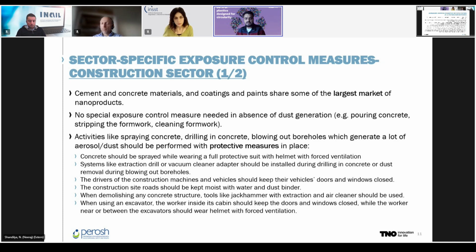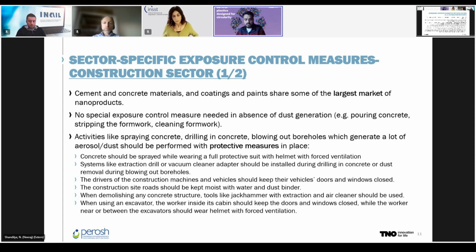However, performing activities like spraying concrete or drilling in concrete or blowing out boreholes, etc., can generate a lot of aerosol or dust. Thus, these activities should not be performed without protective measures. For instance, spraying concrete should be done while wearing a full protective suit with helmet with forced ventilation. Similarly, systems like extraction drill or vacuum cleaner adapter should be installed during drilling in concrete or dust removal during blowing out boreholes. The drivers of the construction machines and vehicles should keep their vehicles' doors and windows closed.